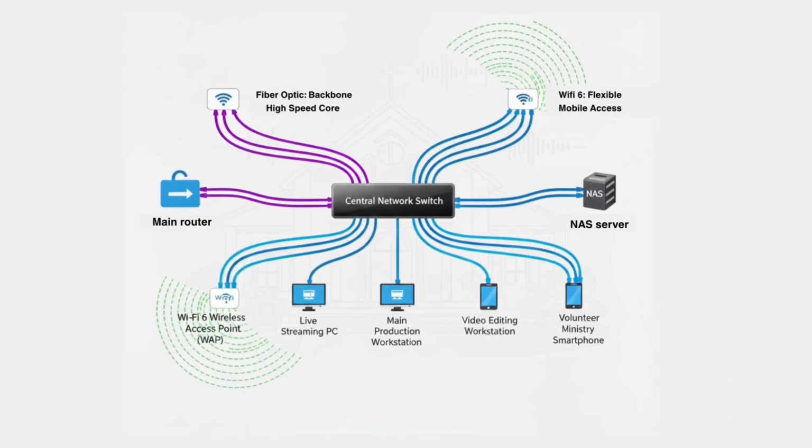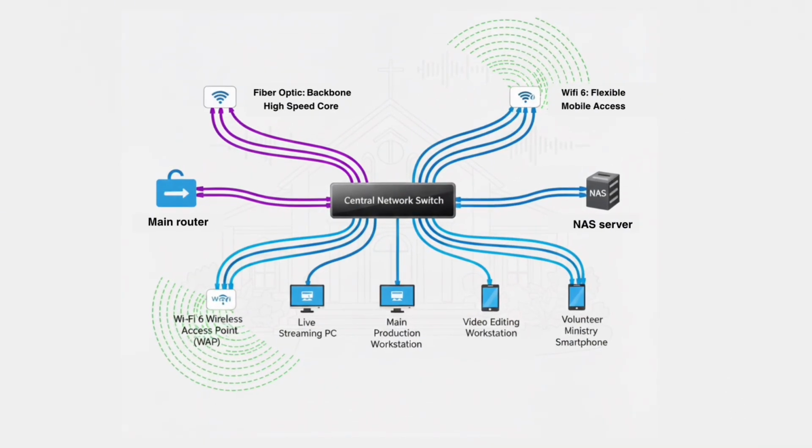In our setup, large files travel through the fiber optic cables, regular computer data flows through Category 6 cables, and mobile devices connect through Wi-Fi 6. This helps keep the network smooth, avoids traffic problems, and makes sure that every user gets a stable connection.